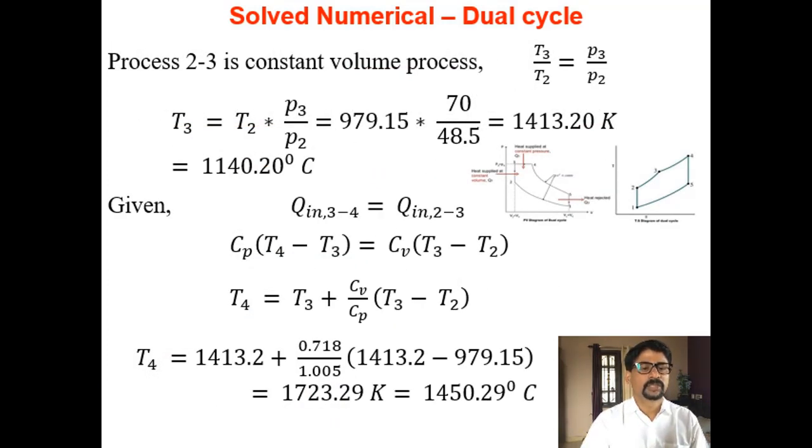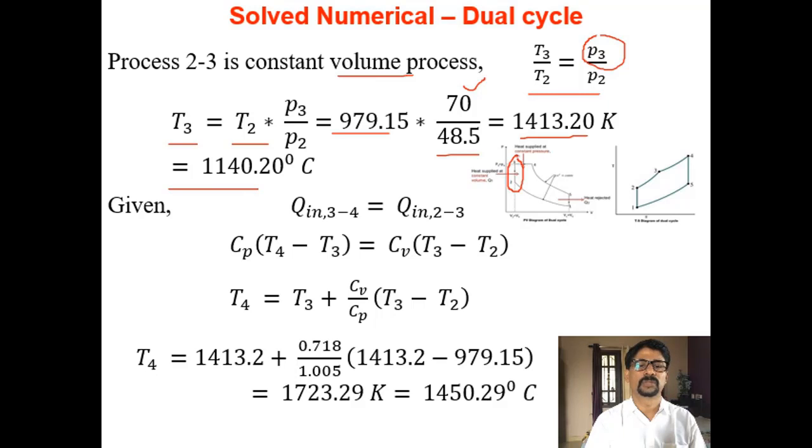Now let us come to the process 2 to 3. So I place the diagram here. 2 to 3 is a constant volume process. So P2 V2 by T2 is equal to P3 V3 by T3, but V2 and V3 get cancelled. So you'll get T3 by T2 is equal to P3 by P2. Here P3, that is the maximum pressure in the cycle, is given. P3 is equal to P4 as 70 bar. So the only unknown in this expression is T3 is equal to T2 into P3 by P2. So substitute for T2, P3 and P2. You get the temperature at point 3, that is at the end of the constant volume heat addition, as 1413.20 Kelvin or 1140.20 degrees Celsius.